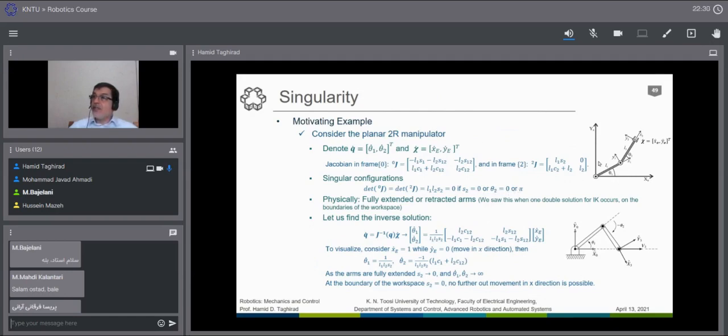If theta 2 is equal to 0, we have a fully extended arm. And in a fully extended arm, we get the boundary of the workspace. At that point, we say it is singular. And a fully folded or retracted arm is when theta 2 is equal to pi. That is also the inner bound of the workspace. In both of these cases, we have a double solution for the inverse kinematic problem.